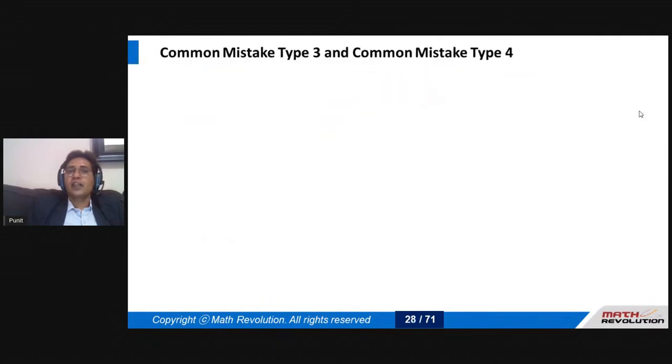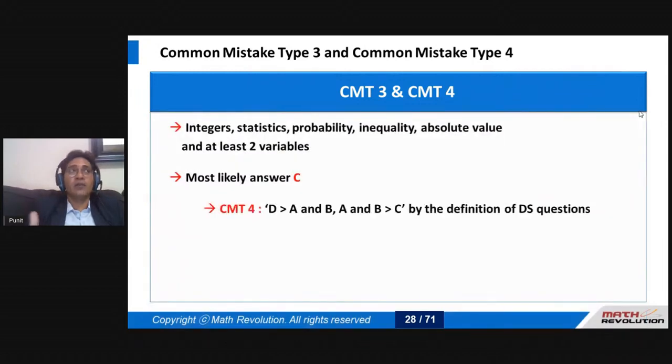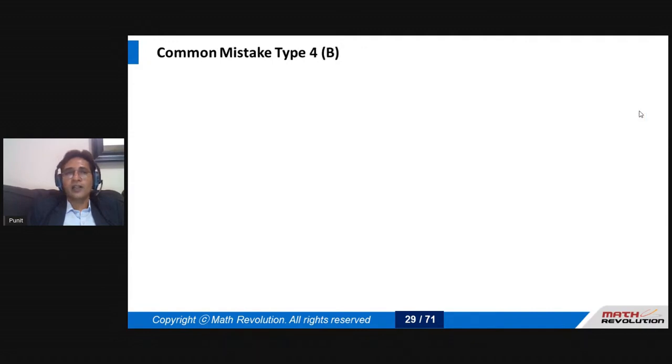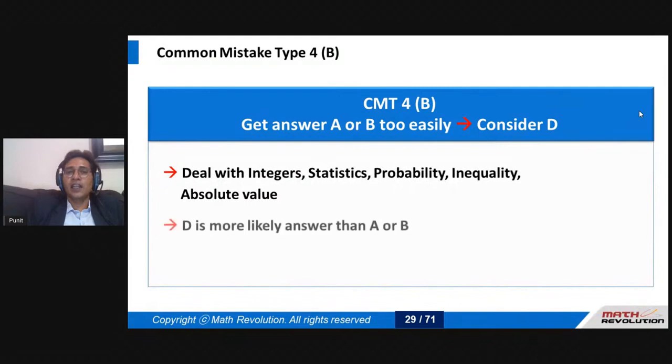Let's go for common mistake type 4B, that says that if you're getting A and B as your possible answers quickly, then you should always hold to mark it as D. There would again be two cases that we have already discussed. Common mistake type 4B talks about considering D. The questions are the same: integers, statistics, probability, inequalities, and absolute values. So D is a more likely answer than A or B.